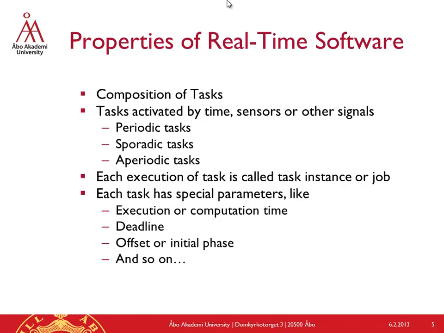This task is a sporadic task. It may be executed again, but no one knows if it will be executed after a certain time. The only difference is that this task will not be activated before some certain period of time after its previous execution. This is the so-called minimal period for a sporadic task.